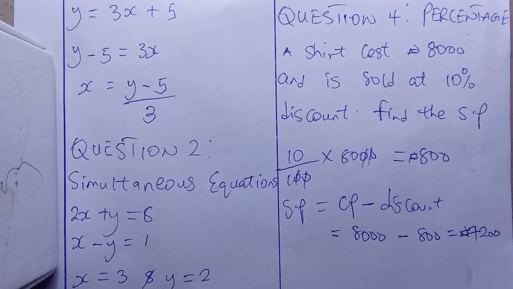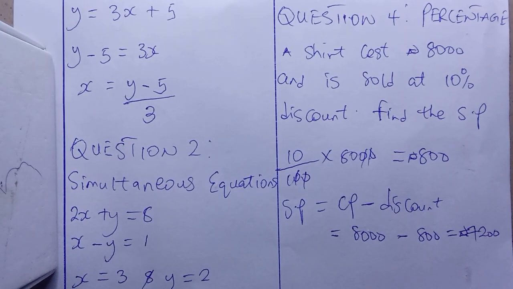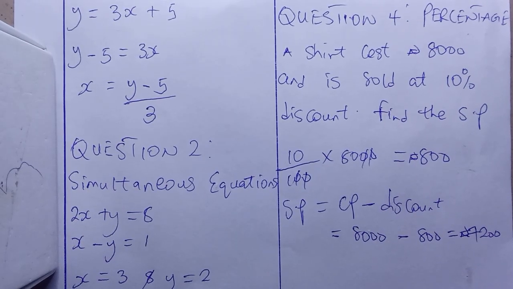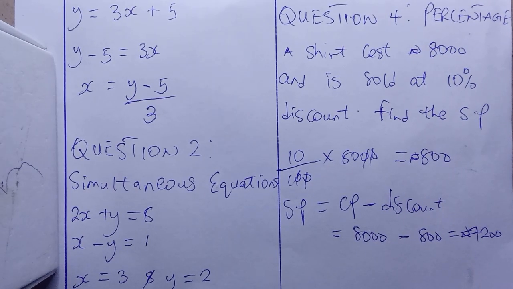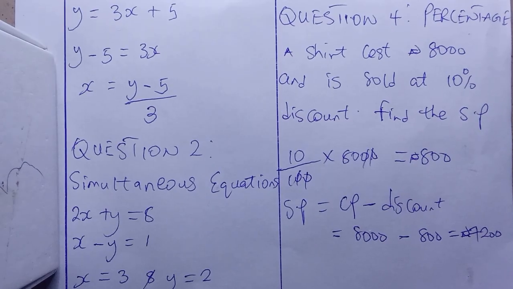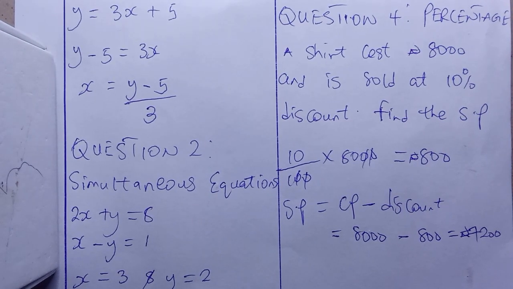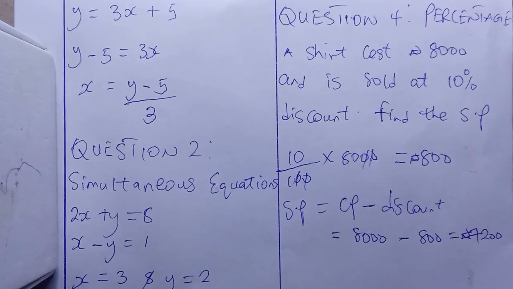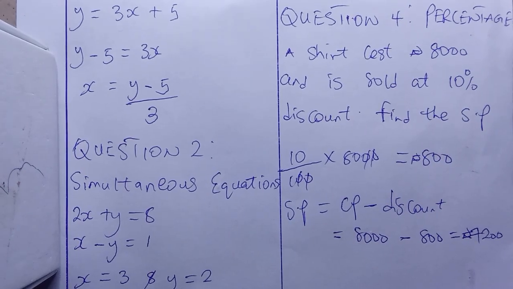This is your question type 4. Under this question type, you need to learn discount, profit and loss, percentage increase and percentage decrease. WAEC loves them. I repeat, learn your discount, profit and loss, percentage increase and percentage decrease.